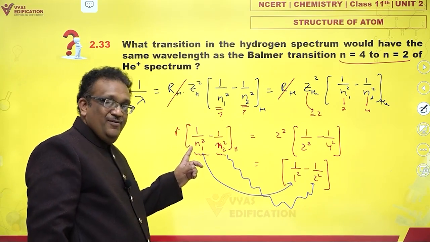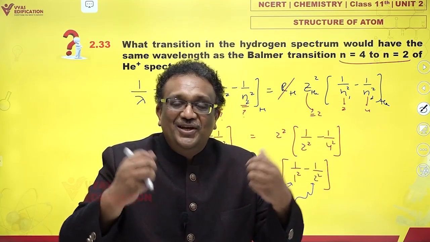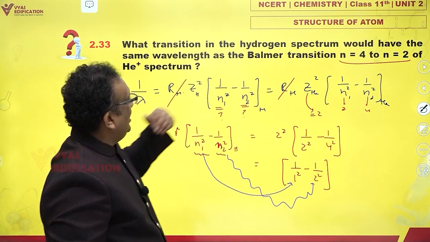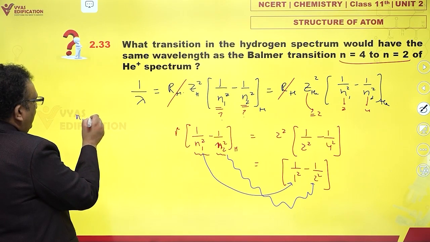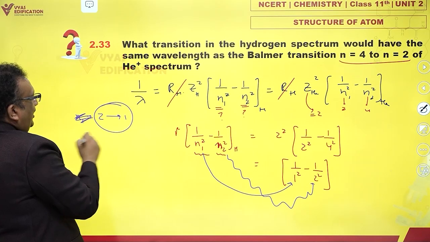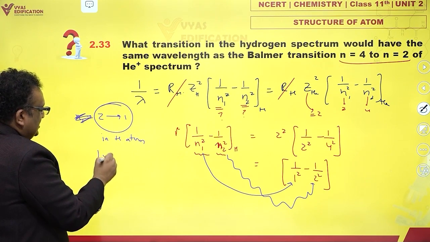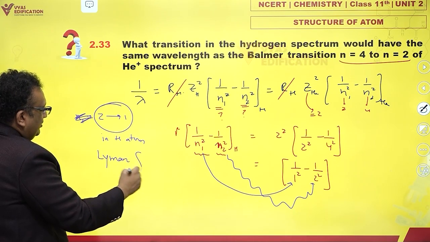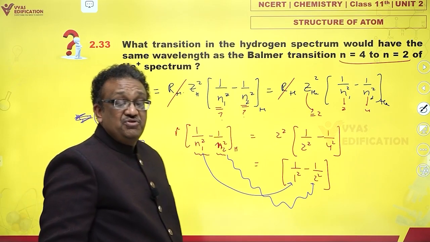So if I put N1 as 1 and N2 as 2, will it match? Yes, it would match. And this is what is asked: which transition in hydrogen spectrum? So from 2 to 1 in hydrogen atom. That means Lyman series. So I have a Lyman series transition.